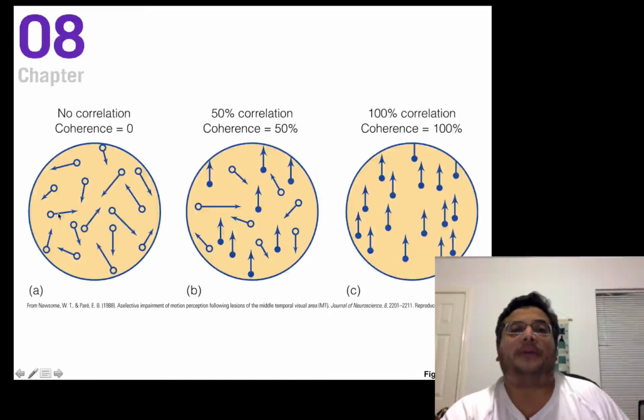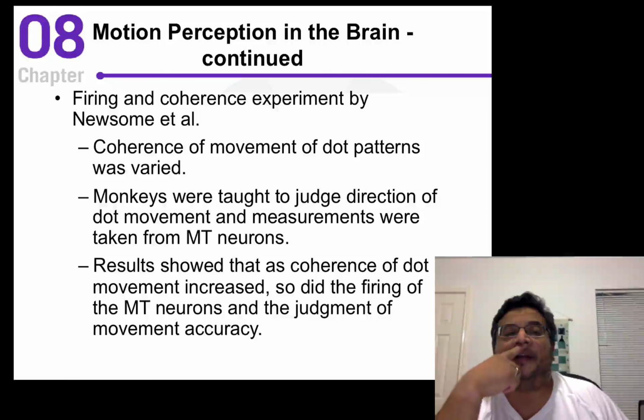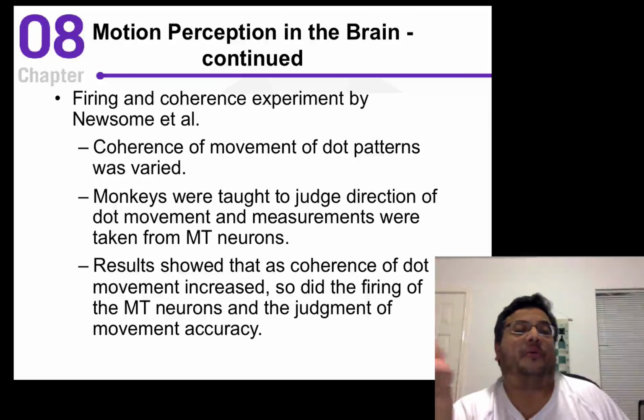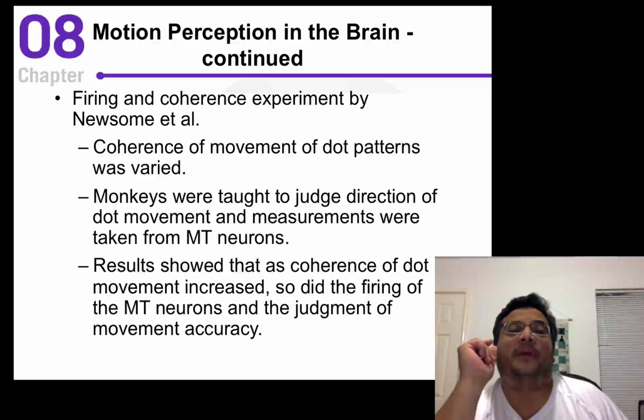So going back to the study, what he did was he varied the dot patterns using coherence, and the monkeys were taught to judge the direction of the dot movement. The monkeys were trained to move a joystick or push a button in the direction of the movement of the dots. So the monkeys could tell the experimenter what direction the dots are moving, and the neurons in the medial temporal lobe were measured.